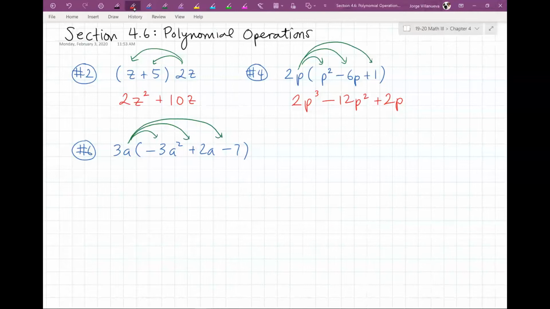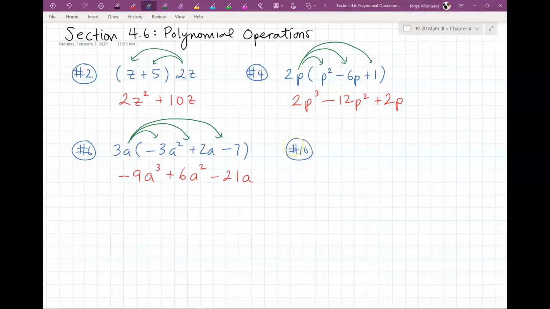So 3a times negative 3a squared, that'd be negative 9a cubed. And then 3a times 2a, that's positive 6a squared. And 3a times negative 7, that's negative 21a. So like I said, we're going to skip 8 just because it's the same as 6. So we'll go to 10.